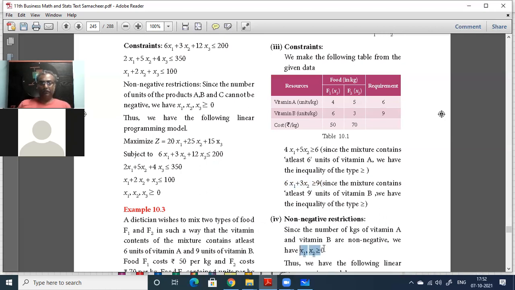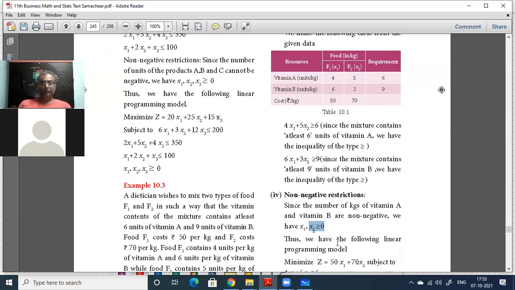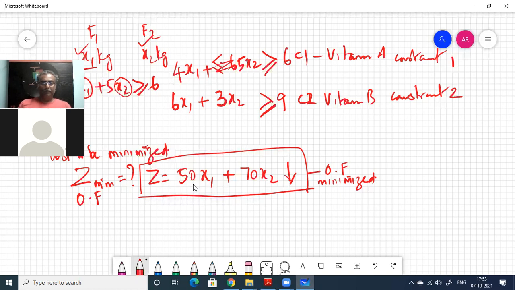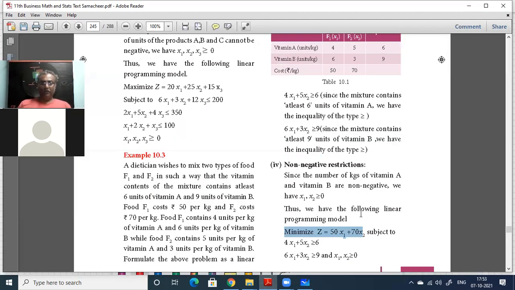Non-negativity, yes, x1 must be greater than or equal to 0, x2 must be greater than or equal to 0. Number of kilos of food 1 must be greater than 0, number of kilos of food 2 must also be greater than 0. That we also have. And minimize Z equal to 50 x1 plus 70 x2. So that is all done.